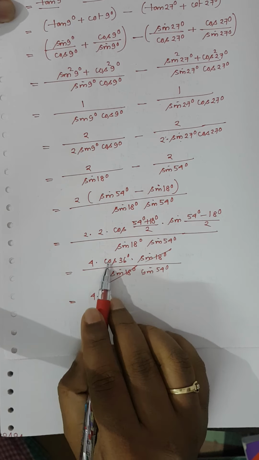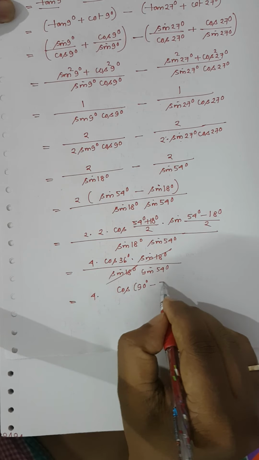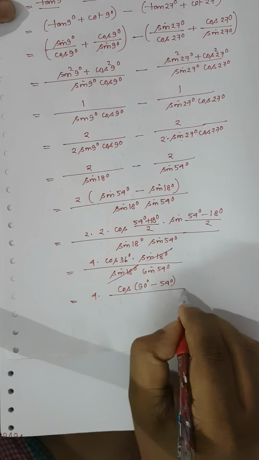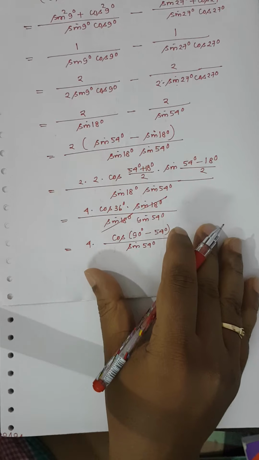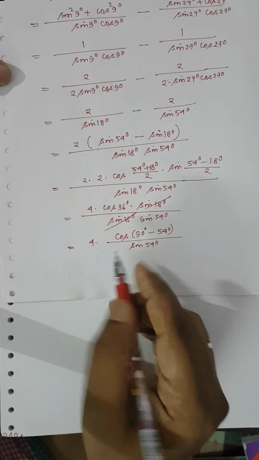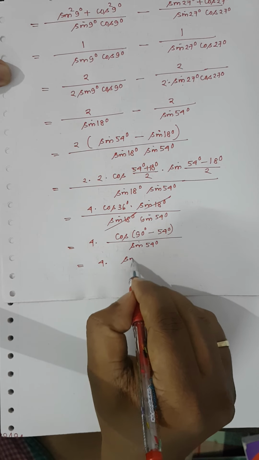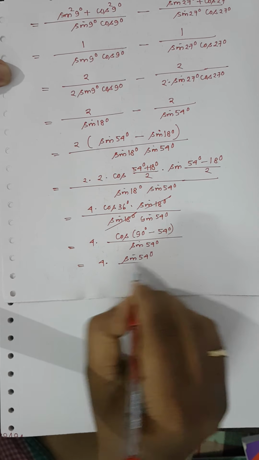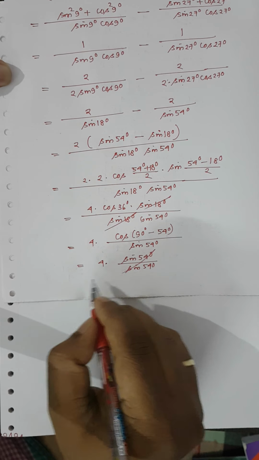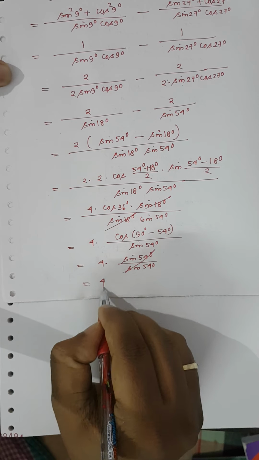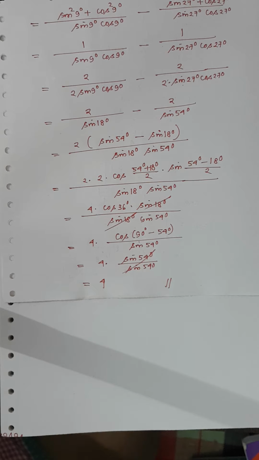I can write cos 36° is equal to cos(90° − 54°) by sin 54°. Hence we get the result. This is 4 times cos(90° − 54°) by sin 54°. What is cos(90° − θ)? This is sin θ, so sin 54° by sin 54°. They are the same thing and cancel, so your result is equal to 4. This is the required solution of this problem.